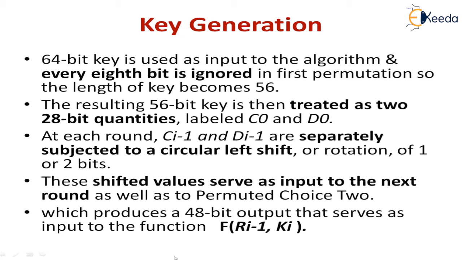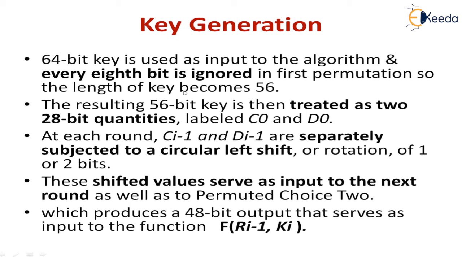The 64-bit key generation process can be elaborated in this way. The 64-bit key is used as an input to the algorithm, and every eighth bit is ignored. Because of this, we can say the key size is 56 bit. After the first permutation, the length of the key becomes 56 bit. The resulting 56-bit key is then treated as two 28-bit quantities labeled C0 and D0.